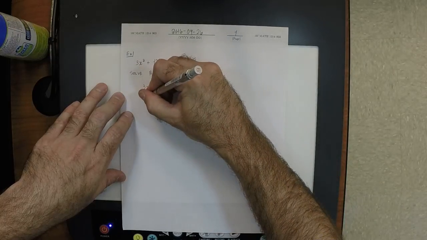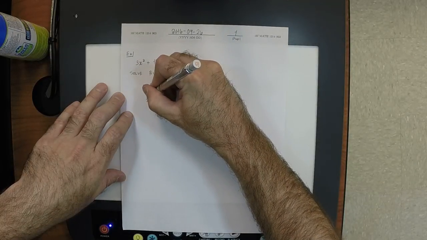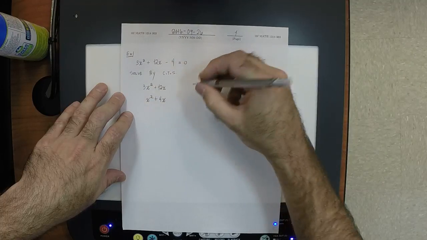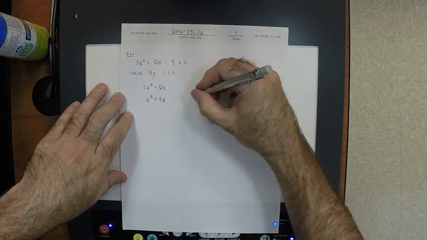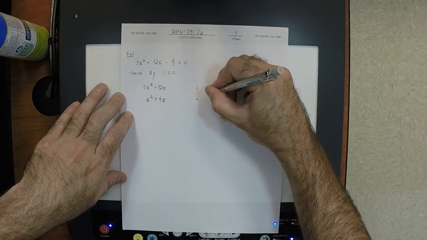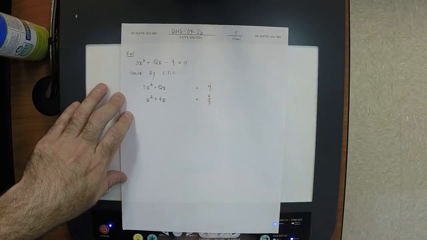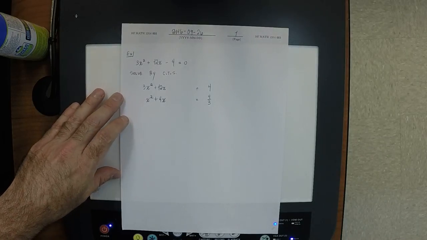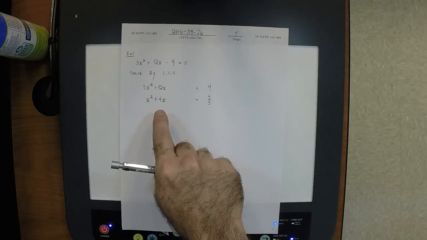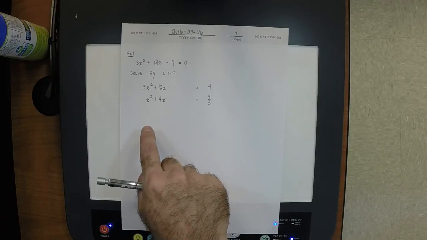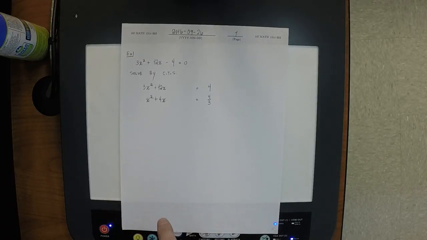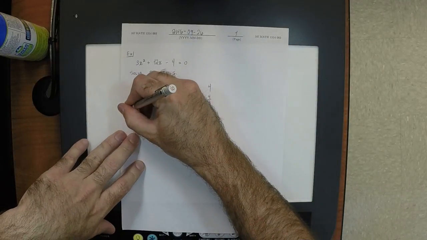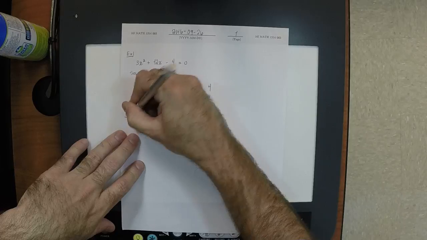Divide by 3. Make it monic. So if we divide the left-hand side by 3, it's x squared plus 4x, and then the right-hand side would be 4/3. And now it proceeds exactly as it did before. So you'd add half of 4, which is 2, square that is 4. So you'd add 4 and subtract 4, etc. I'll leave that there because we've done that a number of times.